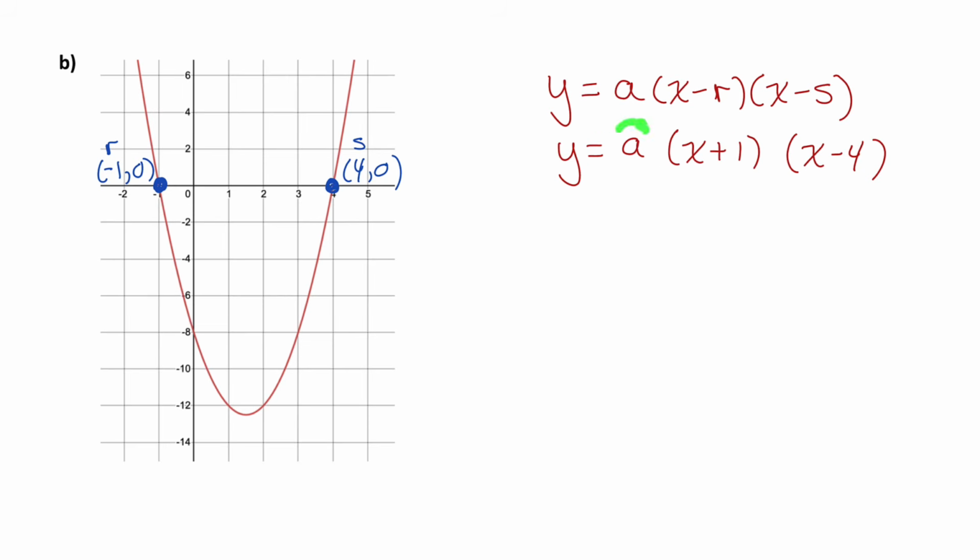And now I have to solve for this value of a that makes this parabola with those x-intercepts at -1 and 4 have that exact shape. So I need to pick another point, any other point that's on this parabola. I think I'll pick this y-intercept of -8.